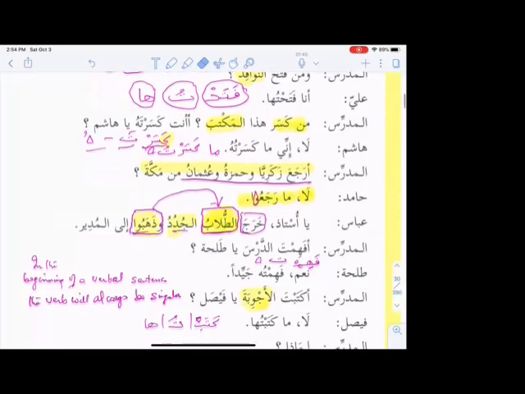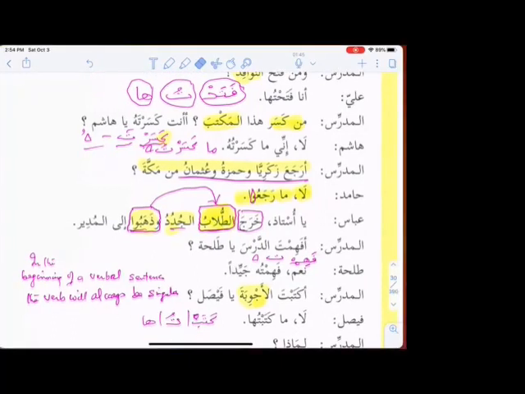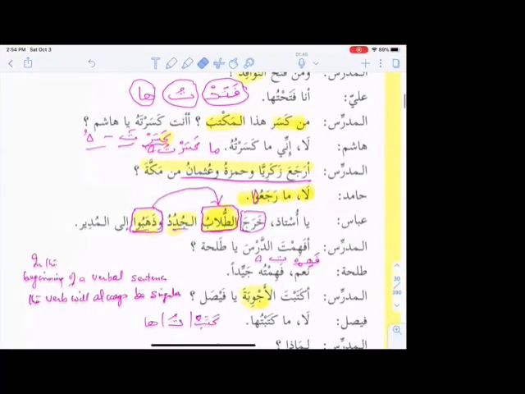Fine. So here we come again. Al-Mudaris is asking a question. Afahimta darsa ya Talha? See, fahimta darsa. This is your mafulun bihi. So what is this? He replies, Naam. Fahimtuhu. Fahimtuhu. Fahimtu is a fi'l.